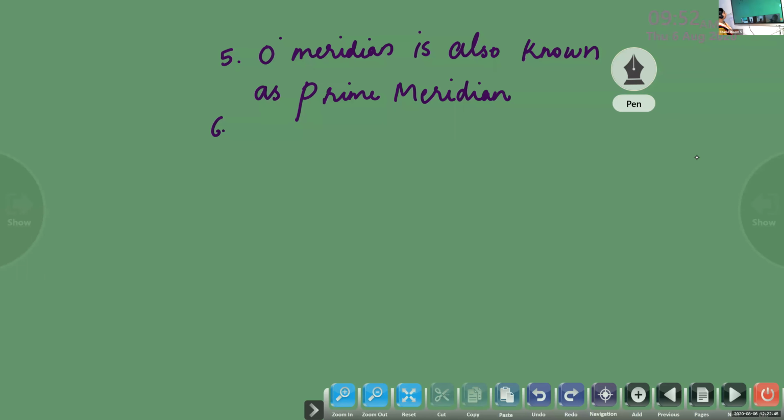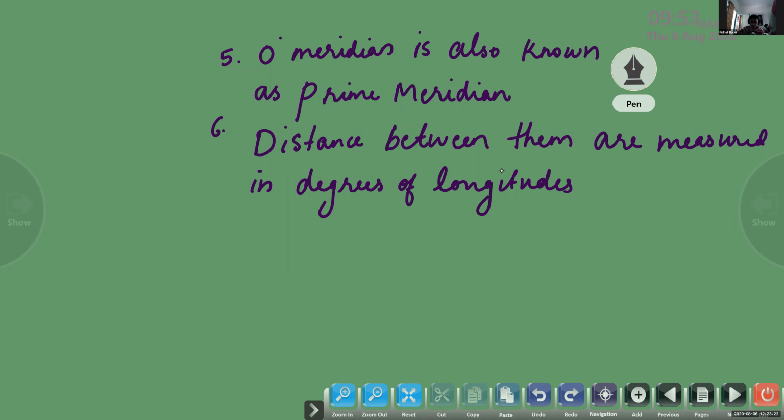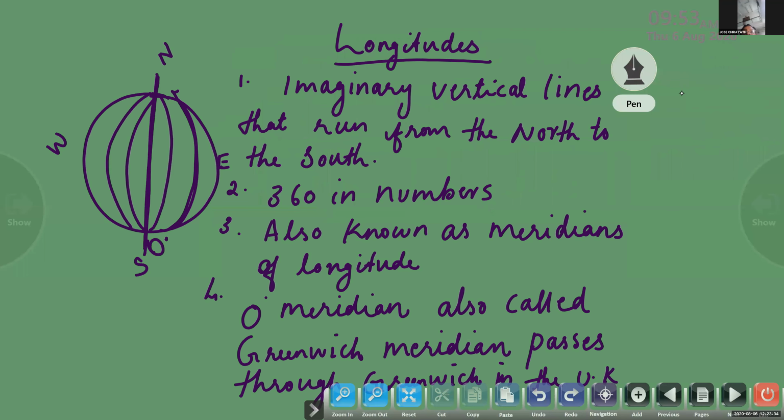Then distance between those are measured in degrees of longitude. Distance between them means longitudes, right? Distance between them are measured in degrees. In degrees of longitude. See, distance between them, this distance are measured in degrees.